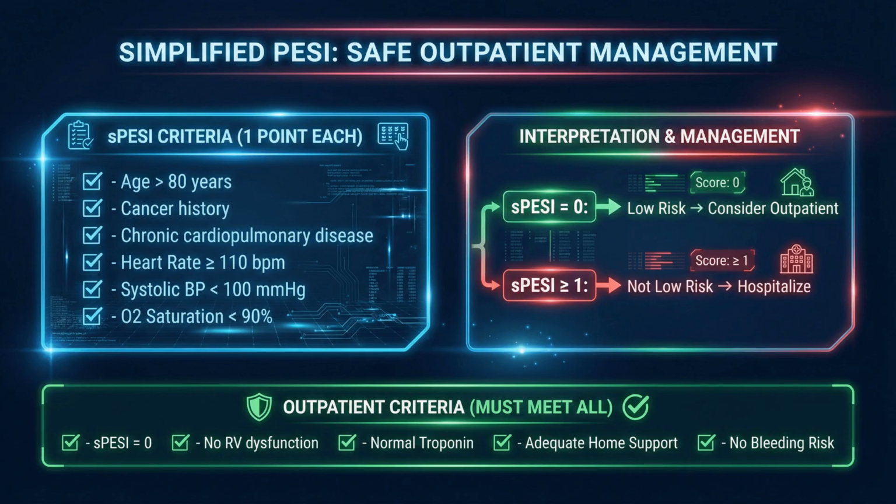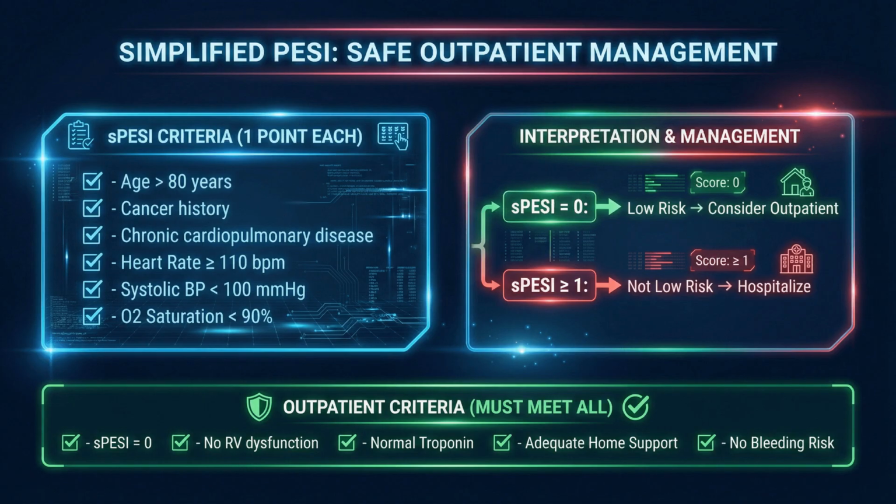If the patient scores 0, meaning none of these risk factors are present, they are considered low risk. In such cases, outpatient management can be safely considered, provided other conditions are met. However, a score of 1 or more indicates increased risk, and hospitalization is generally recommended. But low SPESI alone is not sufficient to send a patient home.